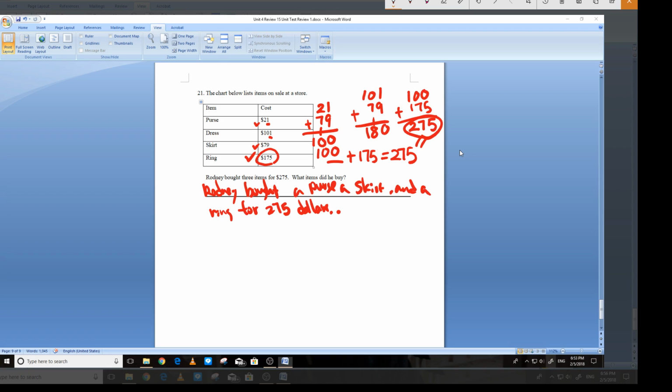Number 21 is the perfect example of why you must show work. Don't assume you can always make 10 and make it work. Okay? Thank you so much for your time and good luck on your test.